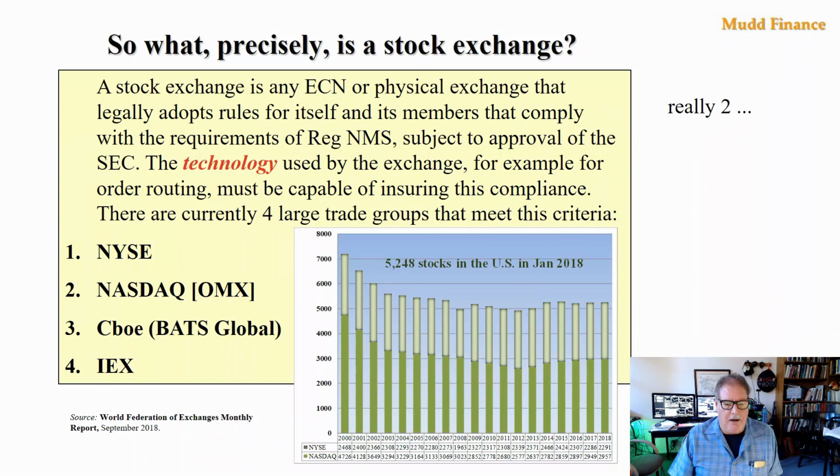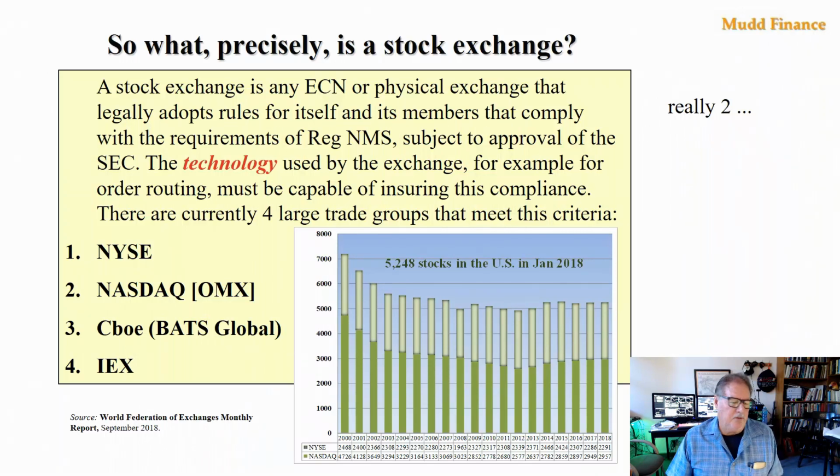And the technology used by the exchange, for example, must include order routing and must be capable of ensuring compliance. So you have to lay out, in other words, how your technology is going to ensure that your customers get the best price. Now, when one says, well, how many exchanges are there in the United States? That's kind of a sad story, actually.